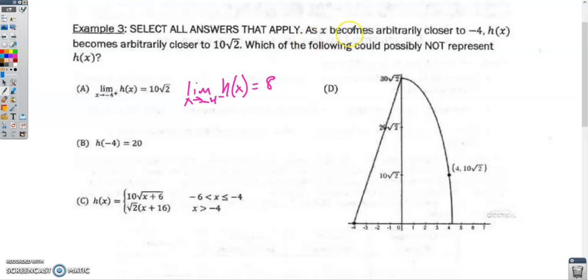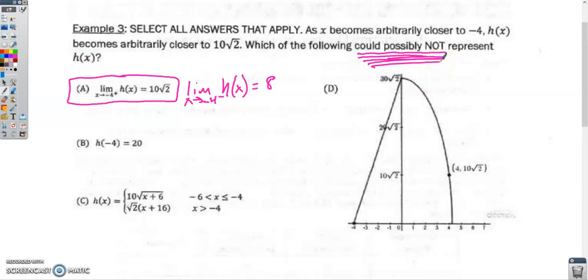If instead the original statement said as x becomes arbitrarily closer to negative 4 from the right, h of x becomes arbitrarily closer to 10 root 2, then this could represent h of x, but I'm going to say that I can come up with a way that this might not. And that's all I'm looking for. It could possibly not represent h of x.